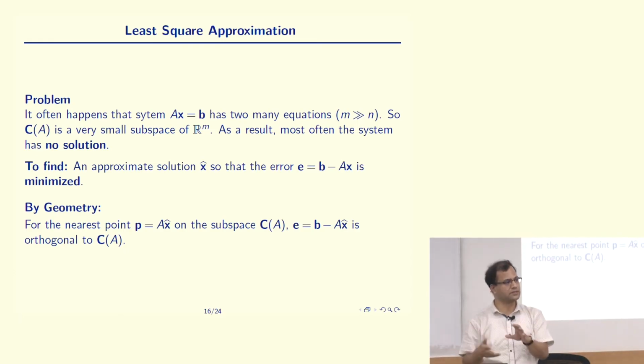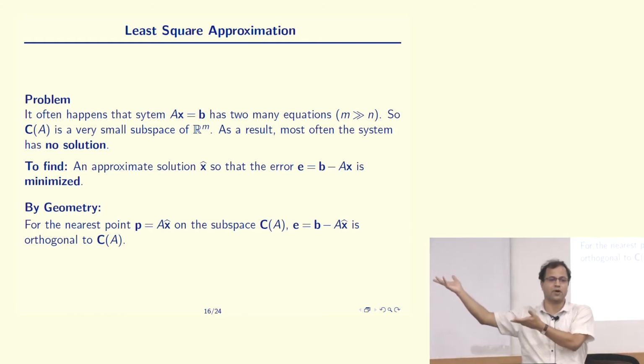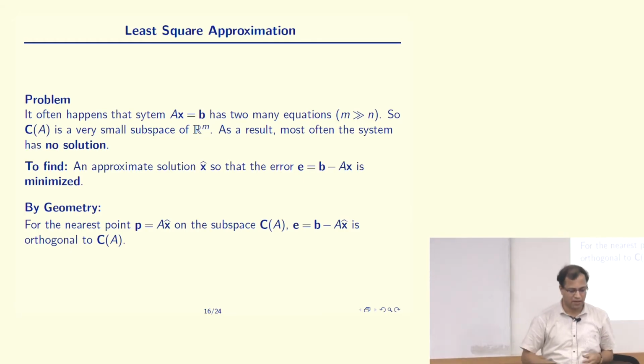There are many other ways. There are 3 different ways actually. One is using geometry, one is using the algebraic way, one is using the calculus way, but you will always be led to this system of normal equations, which is A transpose A x cap is equal to A transpose B.